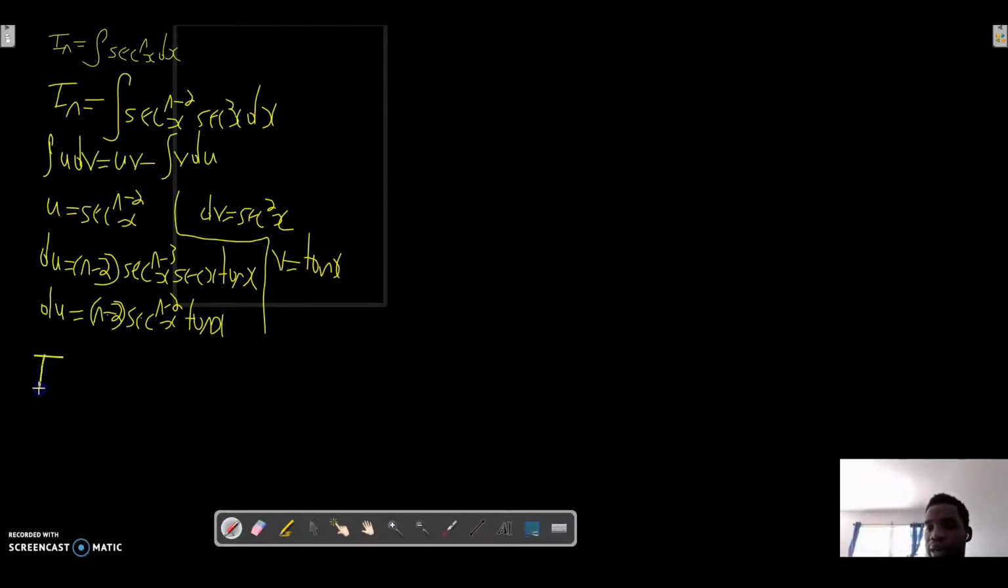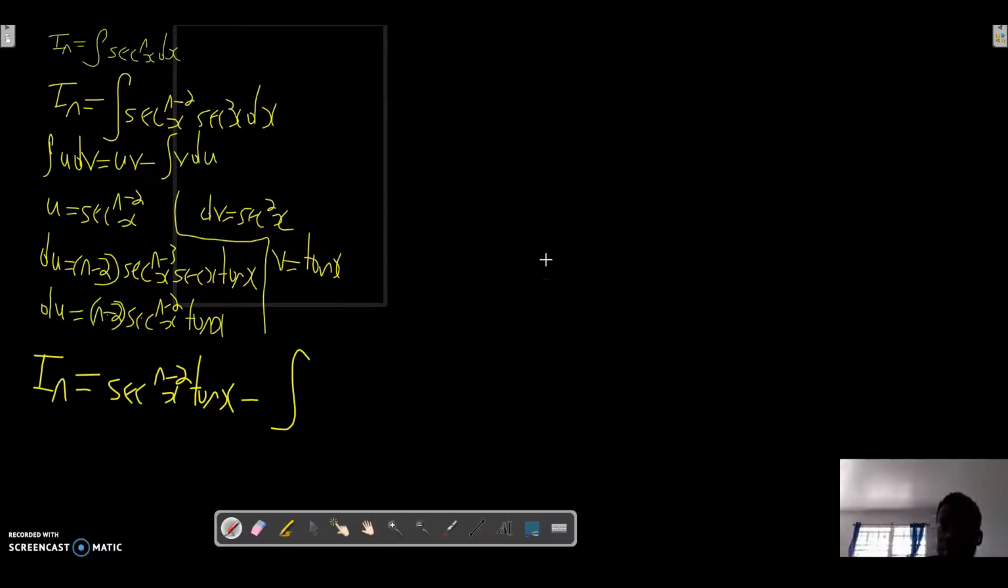So we can say that I_n, based on integration by parts, is uv. So we have u, we have v, so we have sec to the n minus 2 x tan x minus the integral of v du. So v du is down here. Now, this is going to be n minus 2 sec to the n minus 2 x. Of course, when this tan x multiplies this tan x, we have tan squared x dx. Do not leave out the dx.